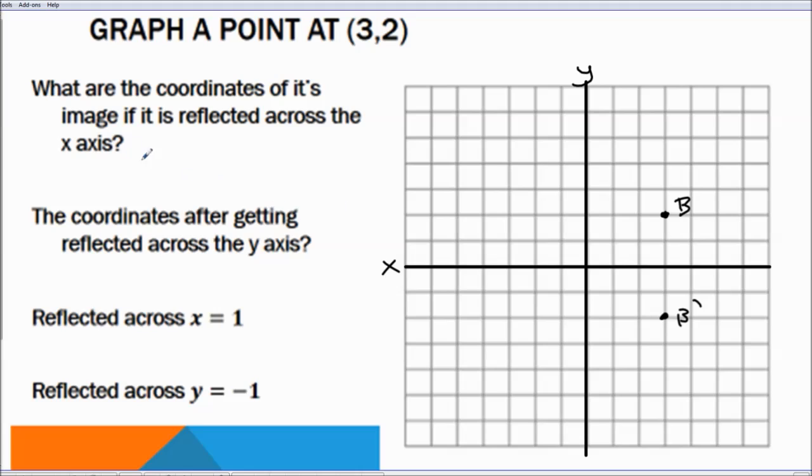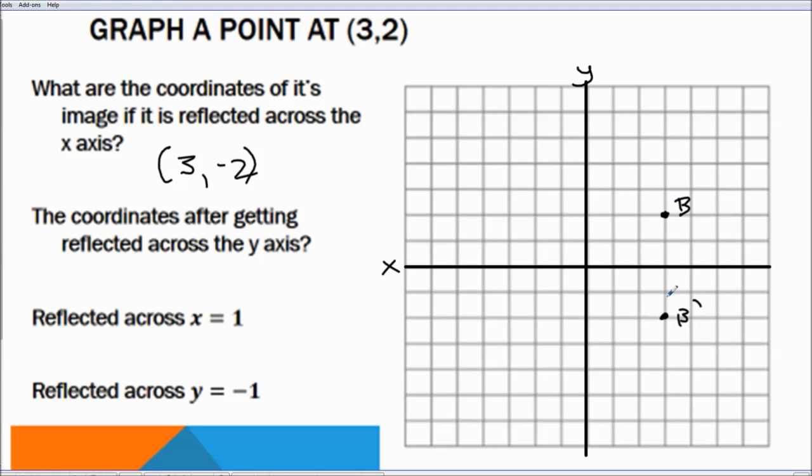And now I have B prime. Let's go back to the question. They asked for coordinates. Well, coordinates look like this, x and y. So in order to get to this point, we go 1, 2, 3 to the right and down 2. So 3, -2. Now look at what changed. This was 3, 2. Our new point is 3, -2.